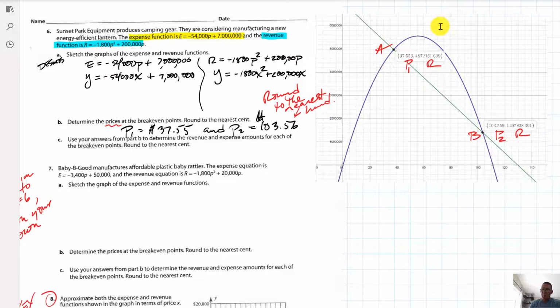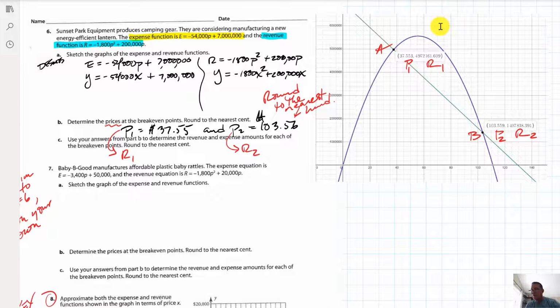Now for each one of these, you have a revenue that occurs. On part C, it says use your answers in part B to determine the revenue and expenses for each of the break-even points. So this one gives you the first revenue, and this one gives you the second one. We'll call them R1 and R2. All right, so here we go.